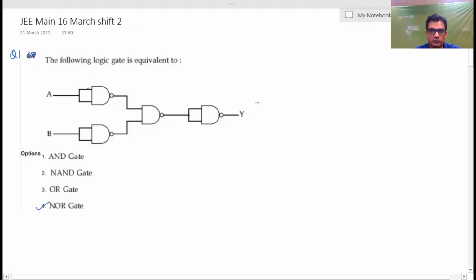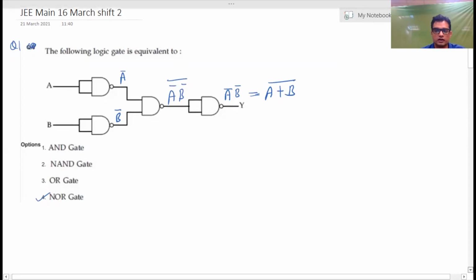If we connect both the terminals of a NAND gate as a single input, then it is a NOT gate. So here we'll get output as A naught, and for B we'll get output as B naught, and for A naught B naught it is a NAND gate, so we'll get an output as (A naught B naught) bar. Now it is again connected with a NOT gate, so we'll get A naught B naught, or we can say that it is (A plus B) bar. So this is a NOR gate. So option fourth will be correct.